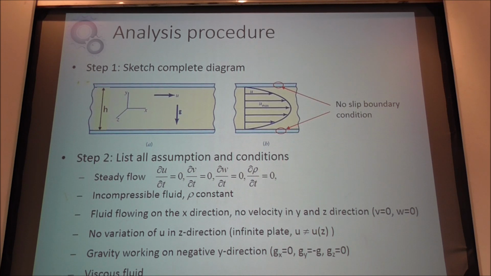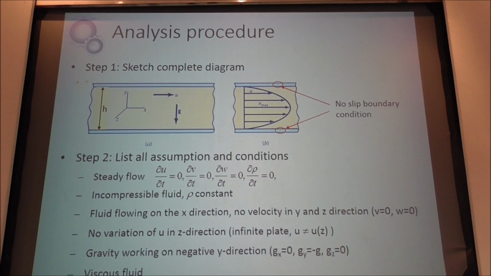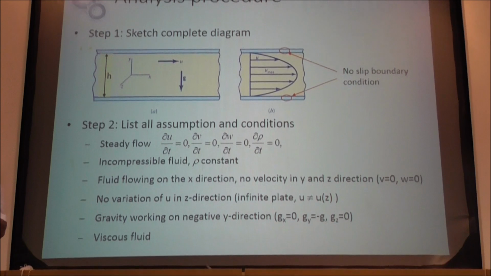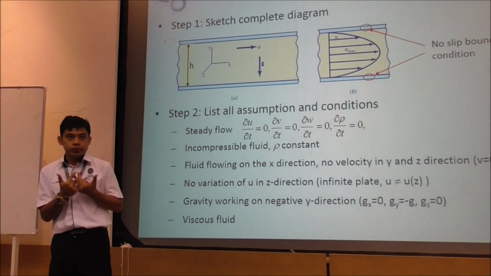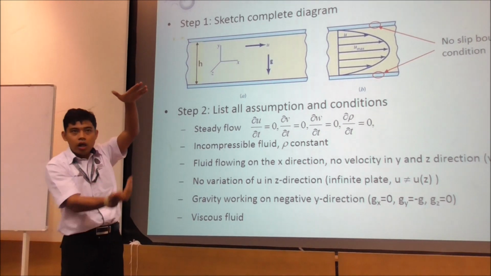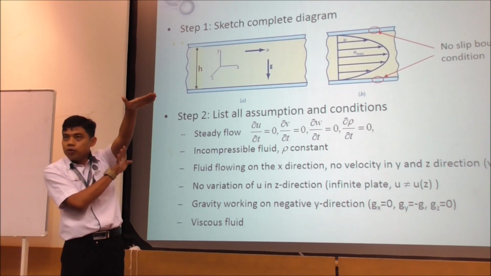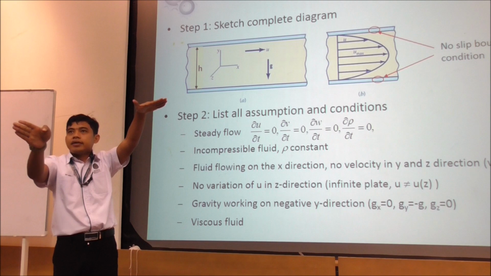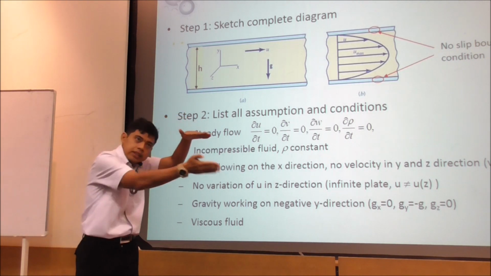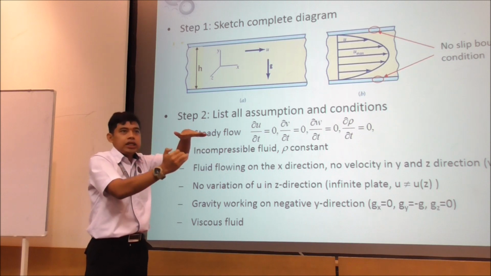Which means from the 3 components of the flow, you have only u. Right? You do not have v, you do not have w. Why? Because there is no flow across the wall and there is no flow along the z direction. So all flow goes in the x direction only.